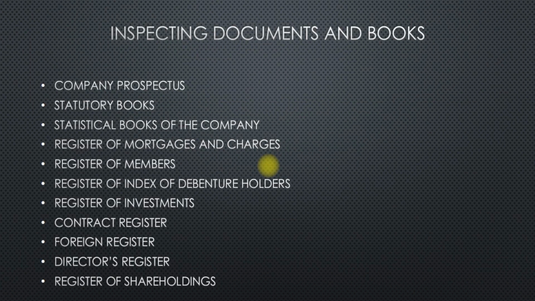Now, let us see what are the different documents and books an auditor examines in the course of the auditing engagement with a company. The auditor of a company, before commencement of the audit, should inspect the following documents and books of the company, namely the prospectus, to make sure everything mentioned in the articles of association is included in the prospectus. Statutory books are also examined, which will be the list of books of account, statutory books maintained by the company, and statistical books of the company.